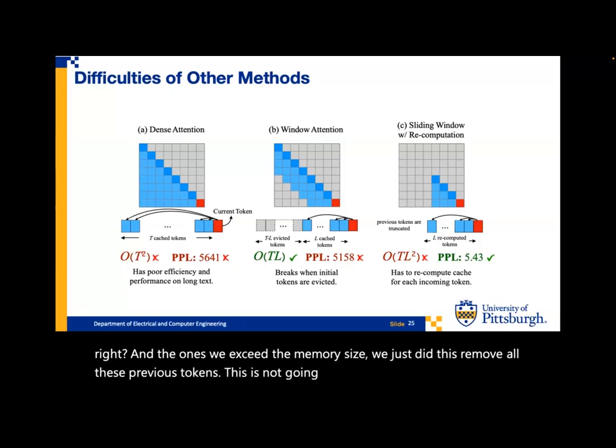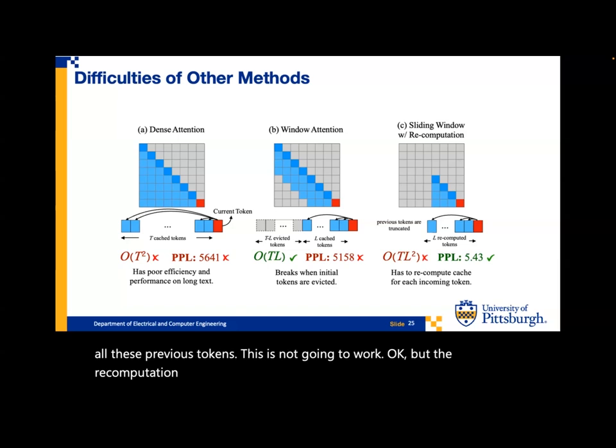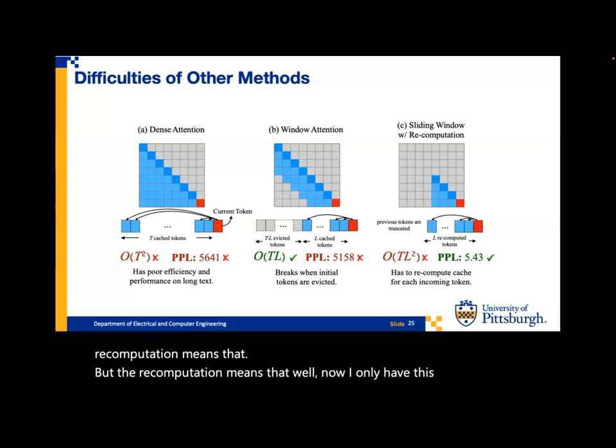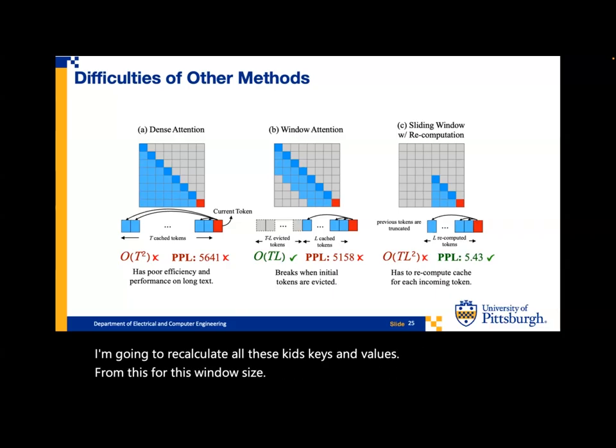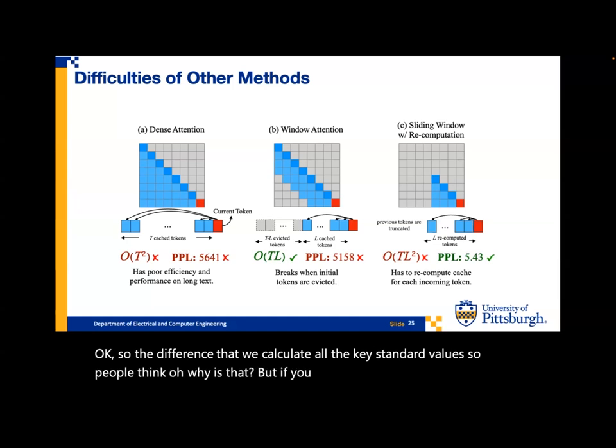But the recomputation means that now I only have this window size, and I'm going to recalculate all these keys and the values for this window size. Then this actually works. Do you understand the difference here? So the difference is that now we recalculate all the keys and the values. People think, oh, why is that? But if you do the recalculation for the window, the overhead actually is quite big.